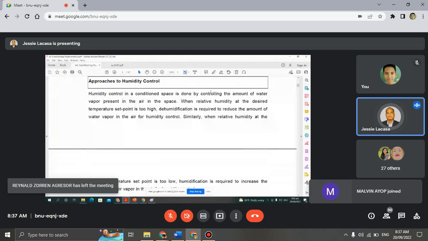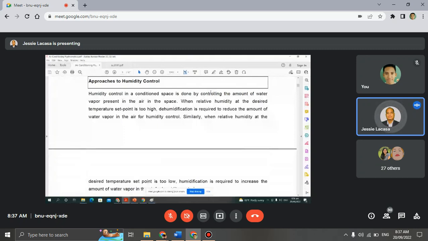So the commonly used dehumidification methods. So unsa may pamaagi pag dehumidify? So first, we have the surface dehumidification on cooling coils simultaneous with sensible cooling. So by using this, the cooling coil. So for example, ayan ang mahitabo. If this is your air handling unit, then this is the cooling coil. Then this is the supply air, no? Or the mixed air from the outside and the return air.